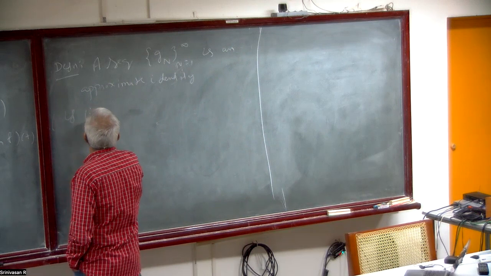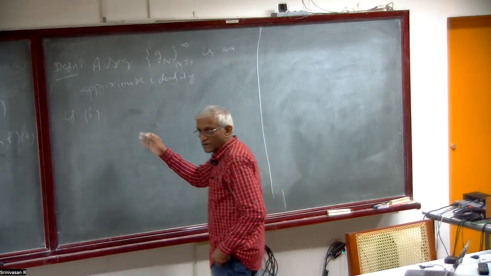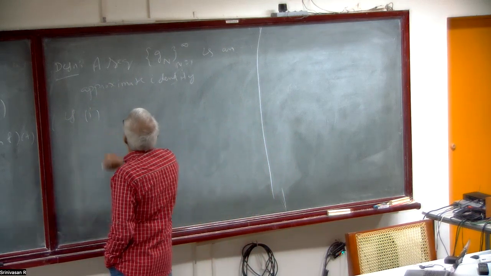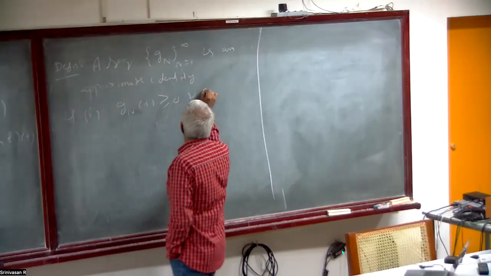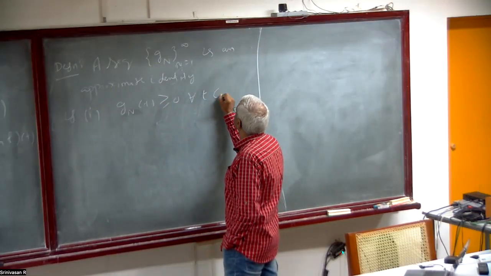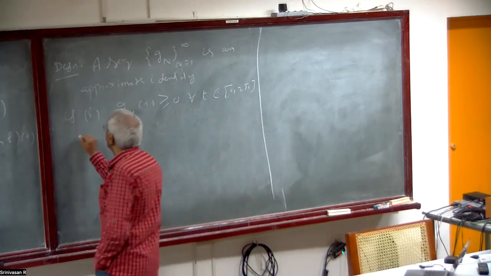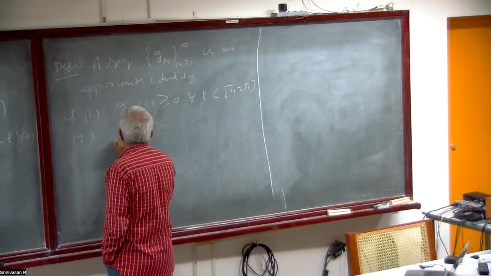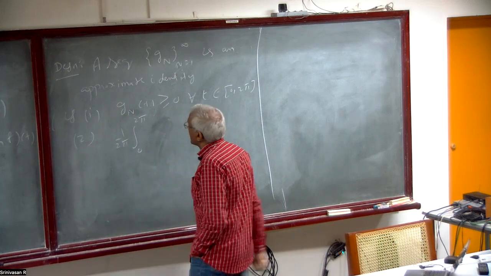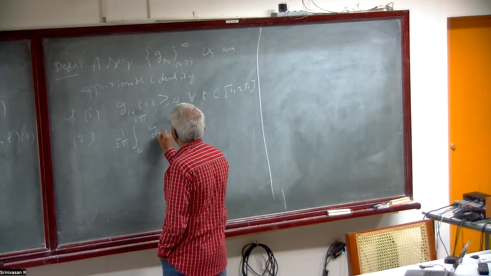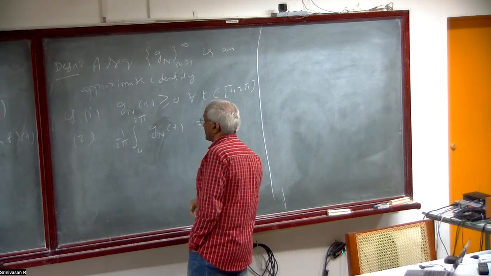Why we say approximate identity will follow from the proposition. Here I am only listing the properties. One: gn(t) is greater than or equal to 0 for all t. And two: the integral from 0 to 2 pi of gn(t) dt is equal to 1.